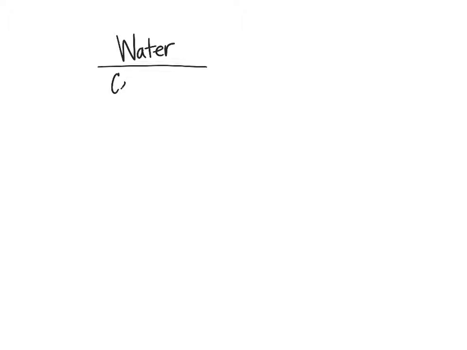Our cells are made up of about 60 to 70% water. And life cannot exist without water. So what we're going to do is take a look at some of these characteristics of water that make it so important to life. So first we'll do just kind of a refresher on the structure of water.